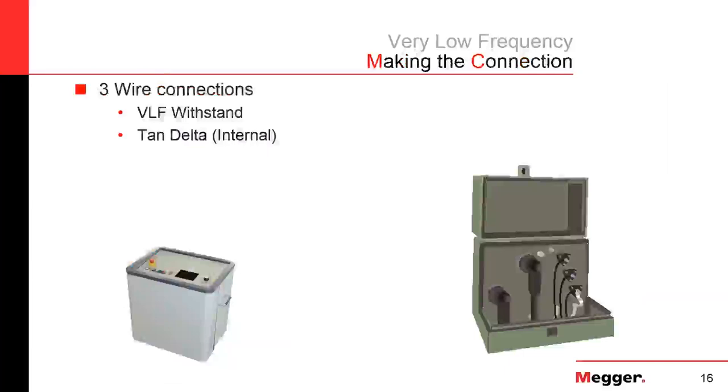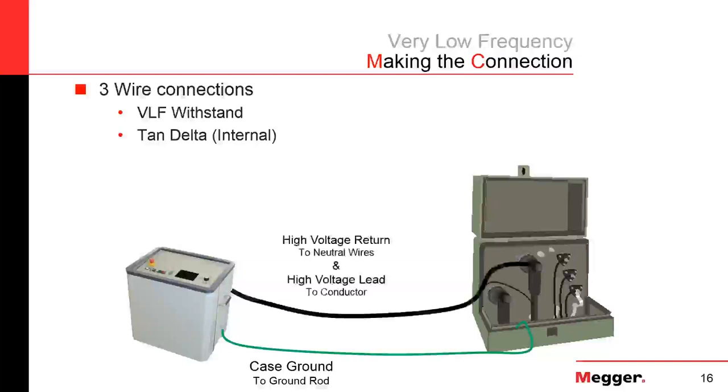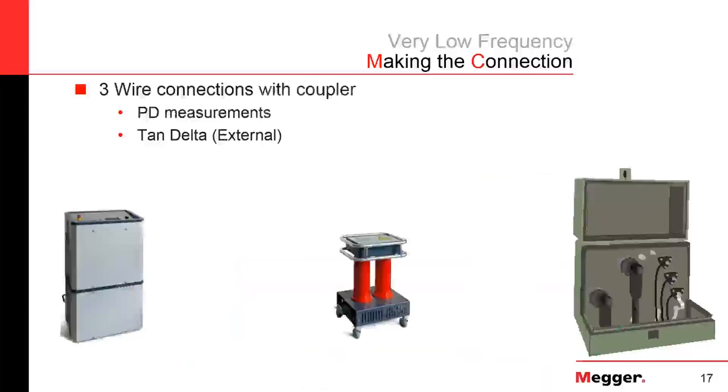When we make the connection here, for our VLF withstand test and tan delta testing for products that have the tan delta built into it, it's just a three-wire connection. Very simple. It's the same way as we connect our thumpers and things like that. The first connection is always the case ground. That's the safety ground between the product and the ground rod in the cabinet there. The next connection is always the high voltage return that goes to the cable neutrals. And the last connection we make is to the high voltage lead going to the center conductor of the cable. Once the device is hooked up like this, we'll be able to apply a VLF withstand test or a tan delta test.